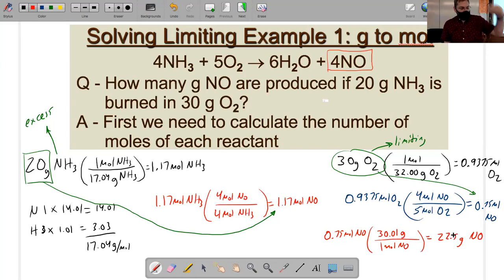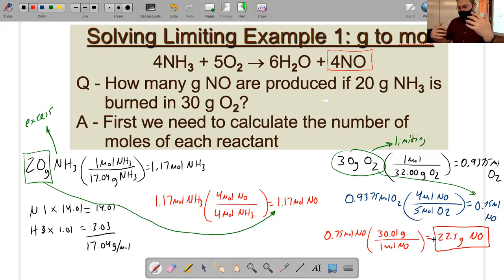Oh, at the bottom, that page, that's actually wrong. Where it says how many grams of oxygen are formed, it shouldn't say that. It should say how many grams of NO are formed, because we don't form oxygen. The mass of NO that's formed is 22.5. So let me show you a different way to think about it.